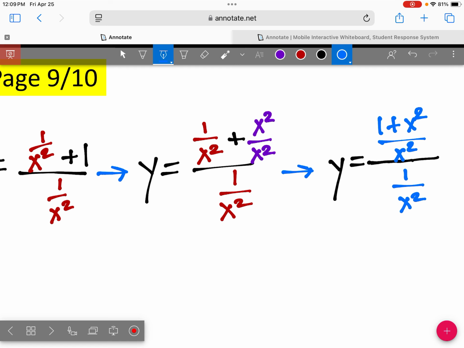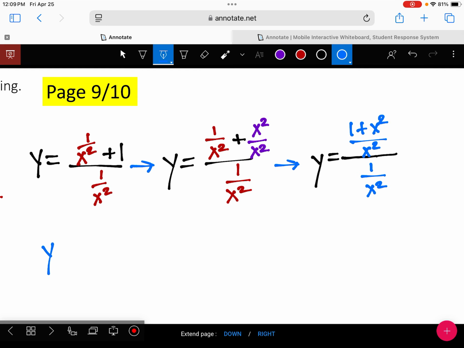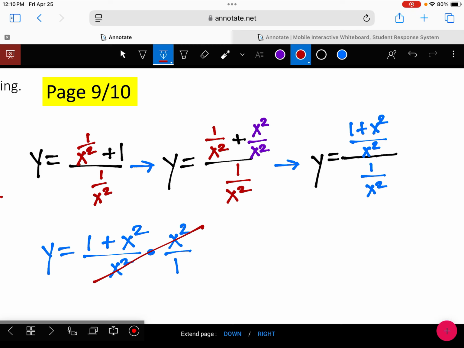Keep, change, flip. So let's do it. So y equals. So I'm going to keep my numerator. It's 1 plus x squared over x squared. Multiply it by x squared over 1. And then, what's going to cancel out? Yeah, they go away. Wow. So my equation, when it's simplified, is really just 1 plus x squared. So now I have simplified my equation.